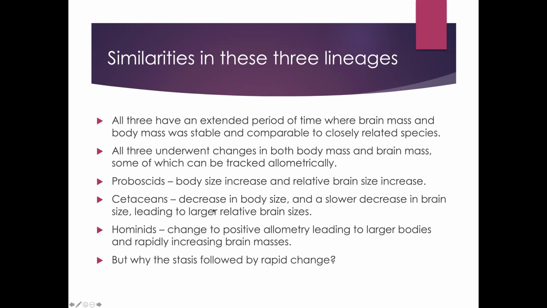If we look at cetaceans, what's happened in their evolutionary history was there is a decrease in body size, but a slower decrease in brain size that's led to larger relative brain sizes. And this has evolved and changed throughout the course of their history. And in the hominids, there's the change to positive allometry, leading to larger bodies and rapidly increasing brain masses. But why do we have this period of stasis followed by rapid change?